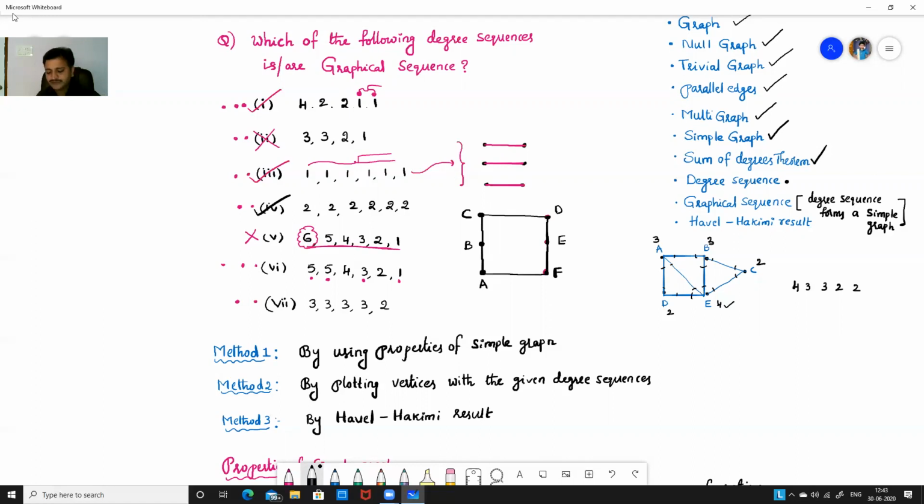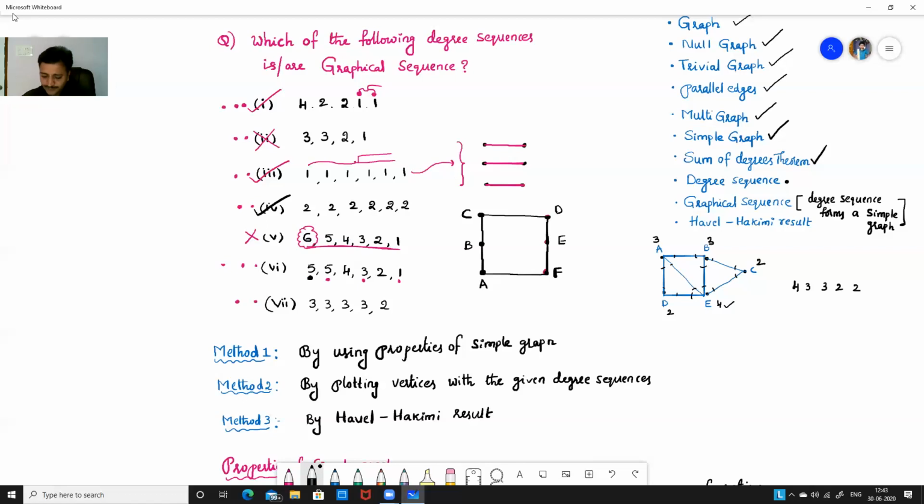What about the sixth one? It's a very interesting problem. Look at the sixth one. There are 6 vertices. Then one vertex has degree 5. What does it mean? It means it is connected to all the remaining 5 vertices. Is it correct or not? Yes, it is correct.